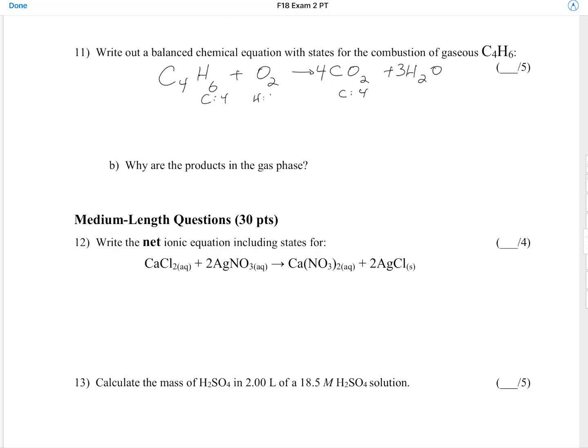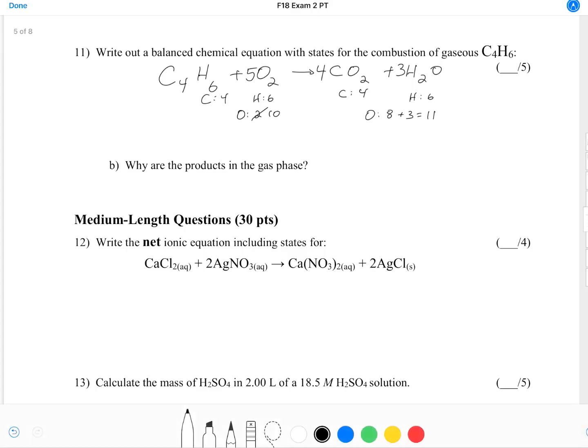Now there are 6 hydrogens, 2 oxygens, and here I have 8 plus 3, I have 11. So I could put something in front of this O2 to balance it. If I put a 5, now I'm going to have 10 oxygens. Well, that's not good enough. So maybe I want to put a 6. This would mean now I'd have 12 oxygens. So 5's not enough, 6 is too much. So instead, I'm going to put on there 5/2, or 11/2.